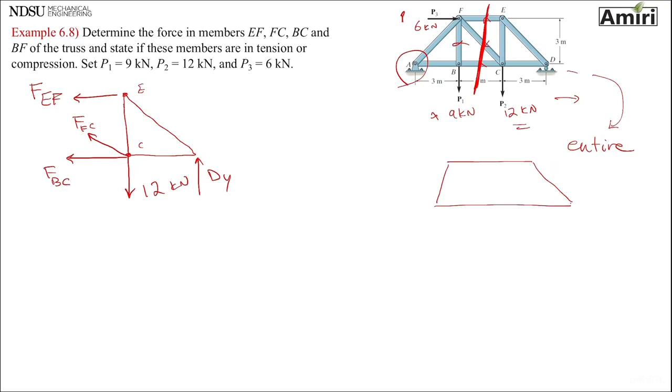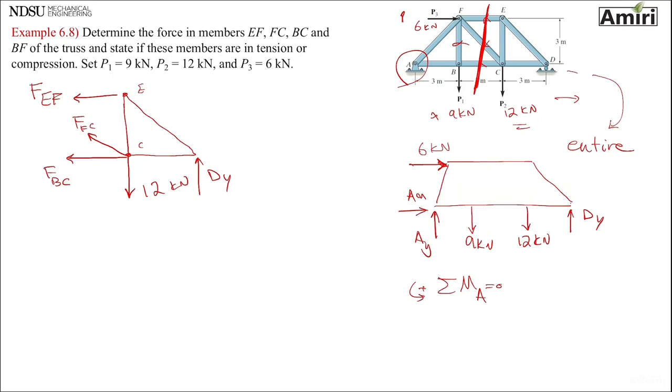Entire truss, the roller has a DY, I have a 12 kilonewton pointing down, I have a 9 kilonewton pointing this way, I have a 6 kilonewton pointing there, and I have AY and AX. Take the moment about point A. I'm not going to do it. You get DY of 13 kilonewtons. There we go. All right, so now better. I have only three unknowns.